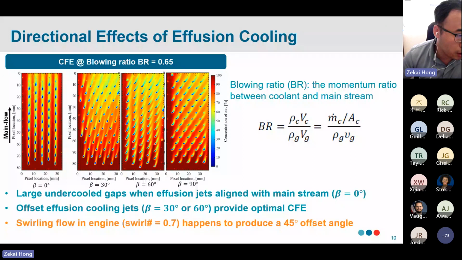The baseline case is that all the effusion cooling holes are collinear with the combustor, and then we change the compound angle, going from 0 to 30 degrees, 60 degrees, and 90 degrees. We want to know what the best compound angle for effusion cooling would be, and given that the flame is swirling inside the combustor, how far off we are from this optimal compound angle.